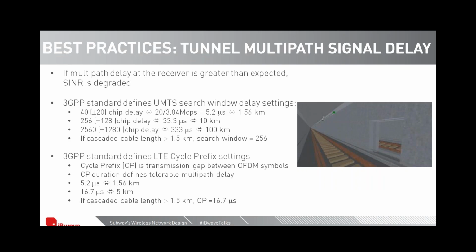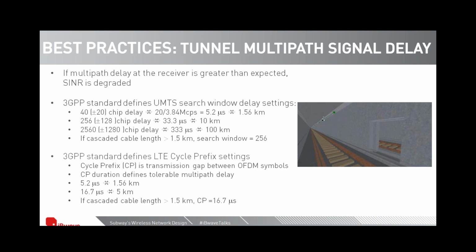Now, multipath signal delay in a tunnel. This is something that those of you that have designed UMTS or CDMA 2000 macro networks in rural areas are familiar with. This is the same problem that you had encountered when putting repeaters in rural areas along stretches of the highway. When you are connecting a repeater to the base station, you are extending the reach of that base station. And when you do that, then you increase multipath.